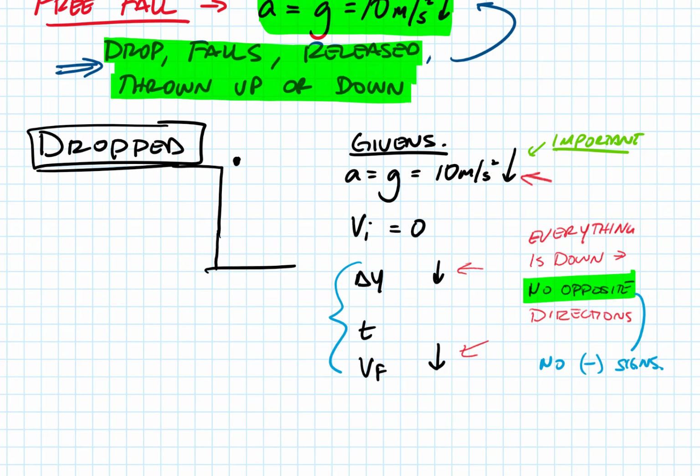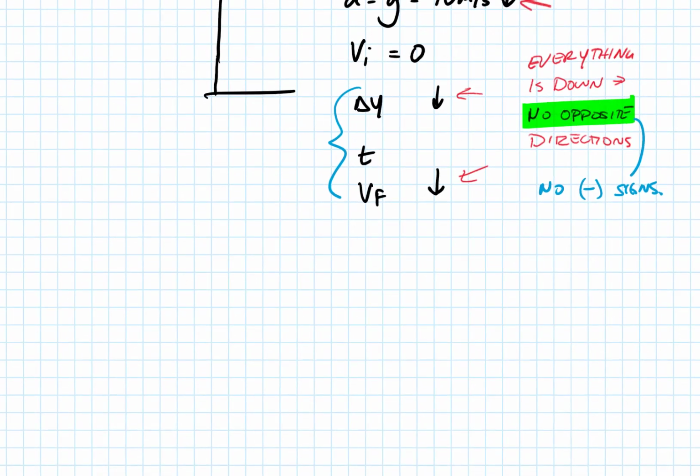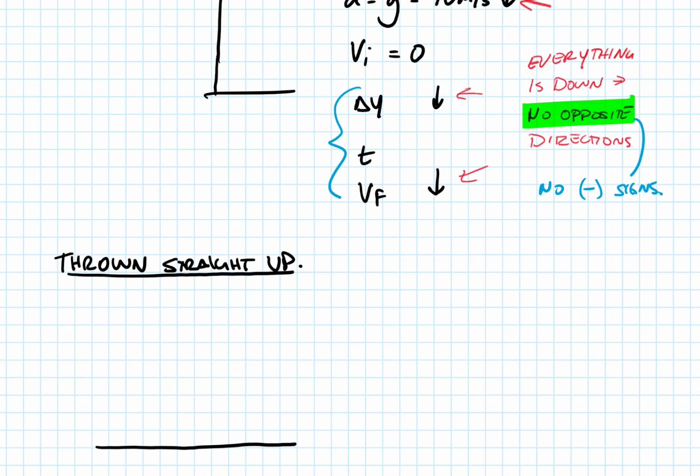The other thing that we're going to look at is an object that is thrown straight up. As soon as we release this object that is thrown straight up, and we'll do a little picture of that, the object goes straight up, stops and turns around, and it comes back down. For that, I'm going to just spread out a little bit so we can see what was going on. For that object thrown straight up, right away, our givens: we know that the acceleration is equal to g is equal to 10 meters per second squared down.